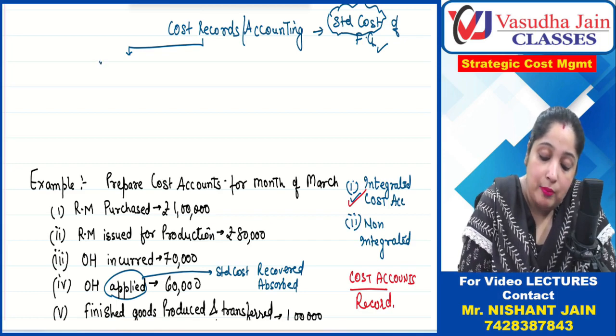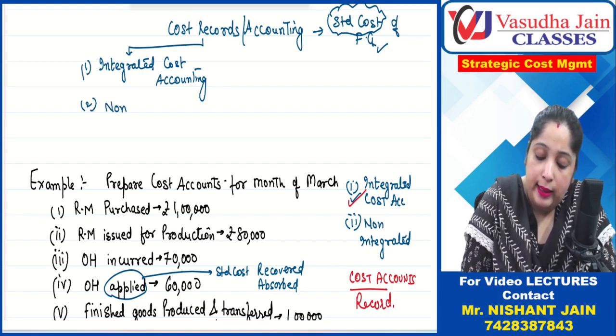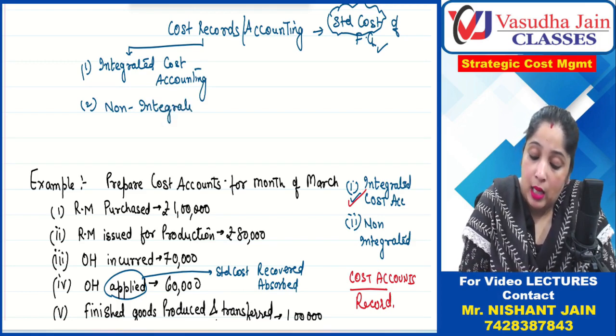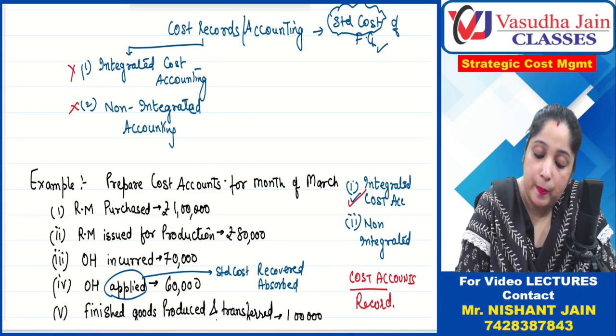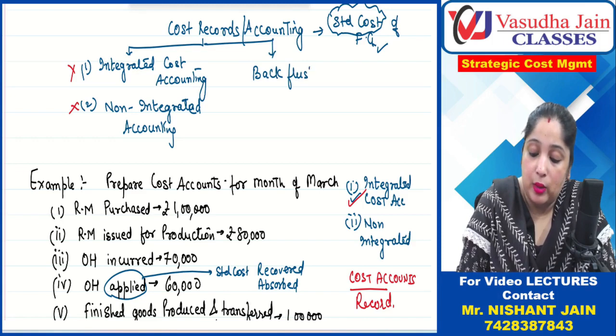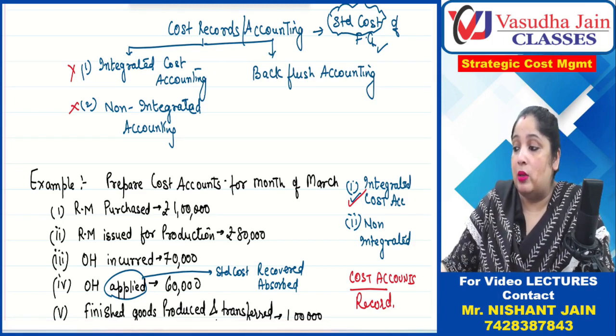Now, cost records are made either through integrated cost accounting or non-integrated. In non-integrated, you do not make cash or creditors or bank account, but other accounts are made. Now, we are not supposed to learn these two systems. We are supposed to learn backflush accounting in our lecture. Now, what is the difference between these two systems of accounting? Now, this is very important.